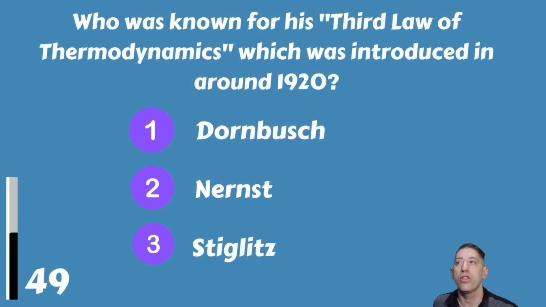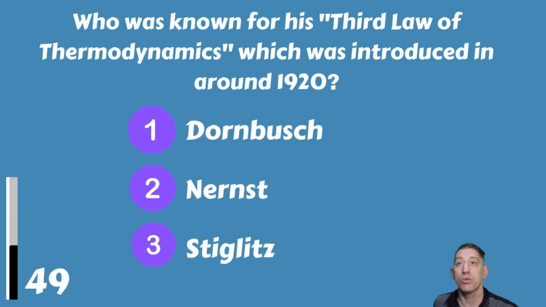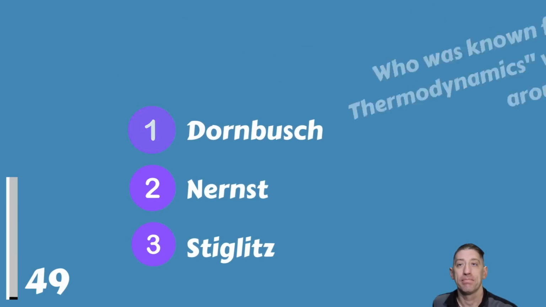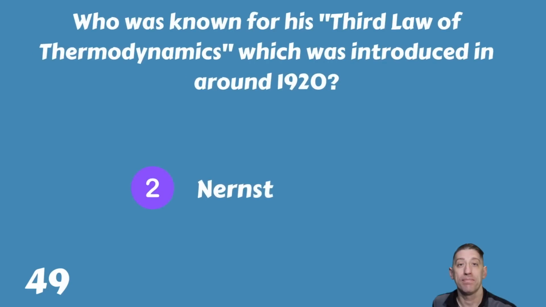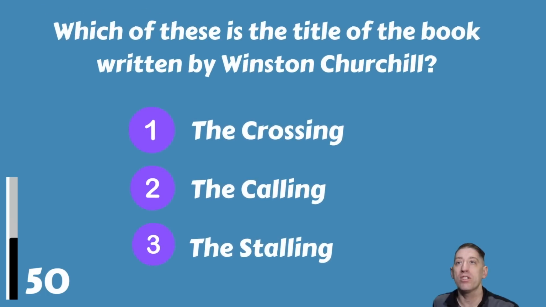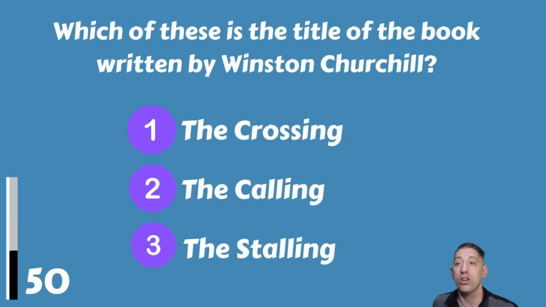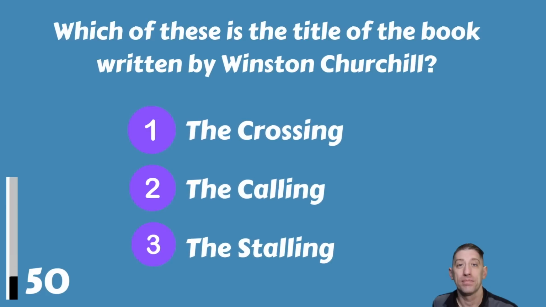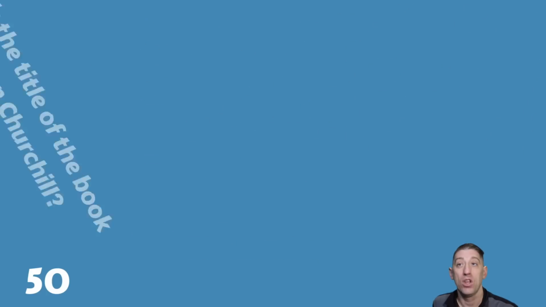Who is known for his third law of thermodynamics, which was introduced in around 1920? Dornbusch, Nernst, or Stiglitz? Nernst. Which of these is the title of the book written by Winston Churchill? The Crossing, The Calling, or The Stalling? The Crossing.